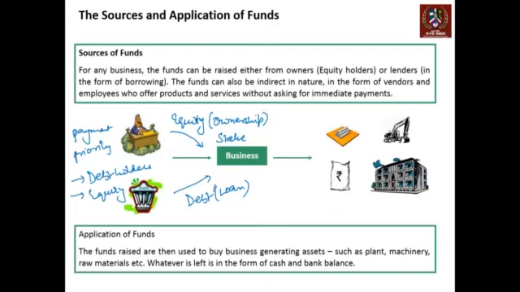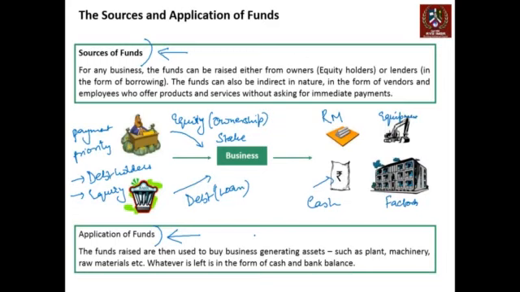What do you do with the money that you have generated? These, remember, are your sources of funds. Once you have raised all these monies, you have to use them in application of funds. What can you do with it? You can buy raw material, you can buy factories, you could buy equipment, machinery, and you could have the money remaining as cash as well, right?